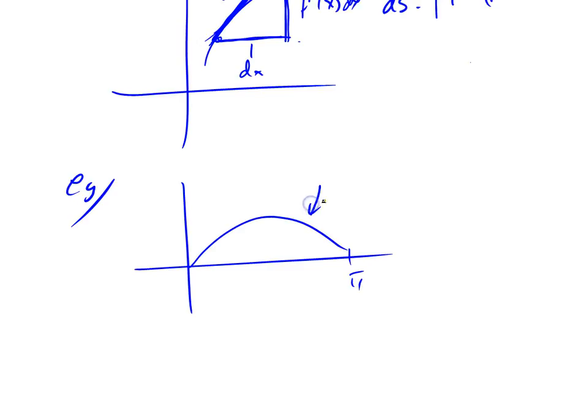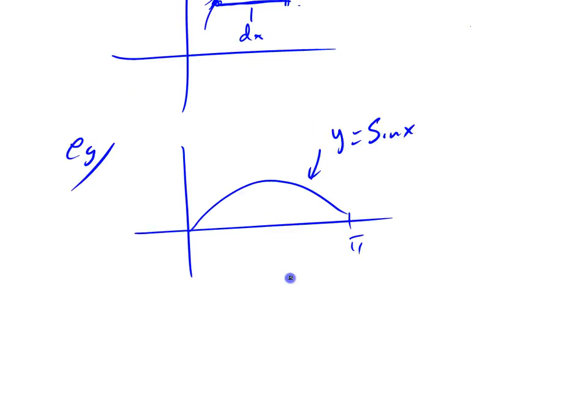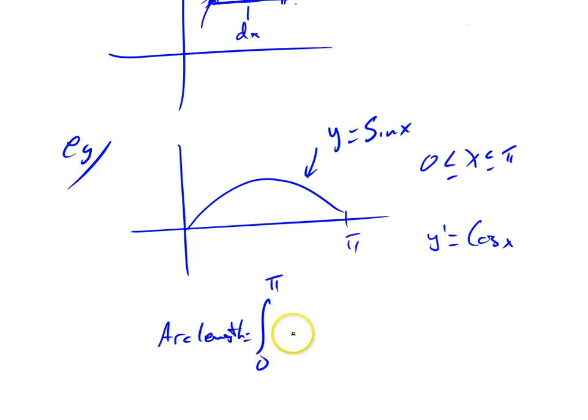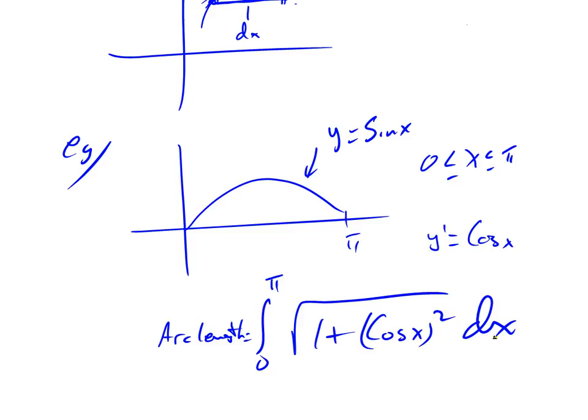This right here is y equals sine x, and I've got x between 0 and pi. Okay, so the derivative, y prime, is cosine x. So my arc length formula here is going to be the integral from 0 to pi of the square root of 1 plus the derivative squared. So the derivative is cosine x. I need that squared, then times dx.